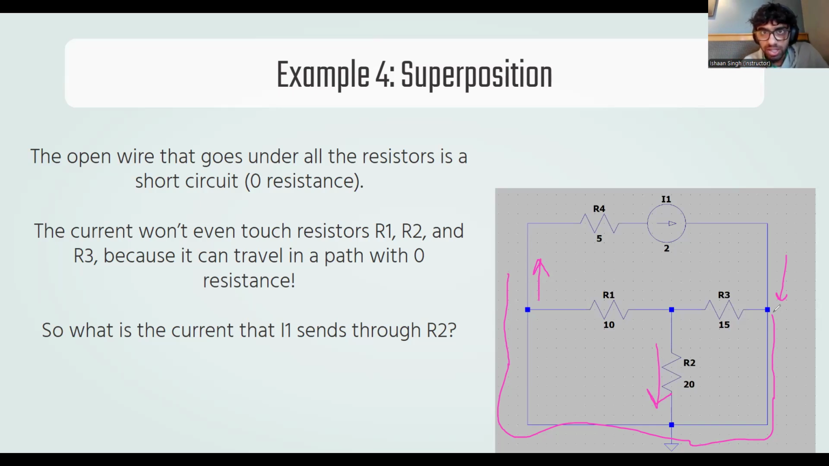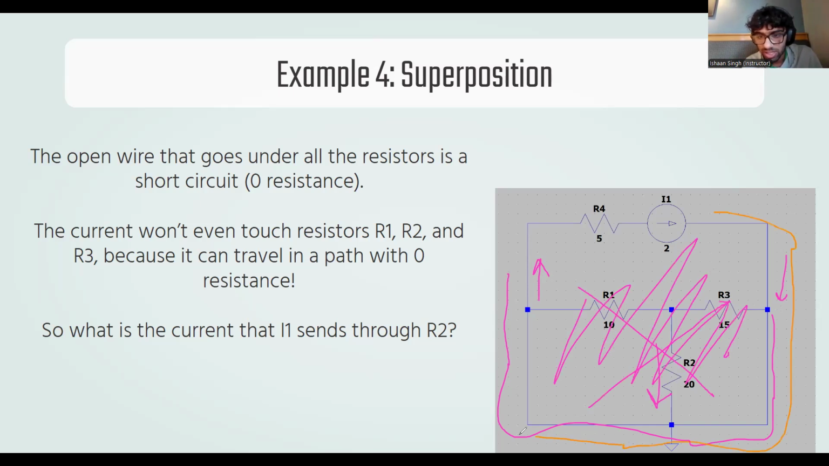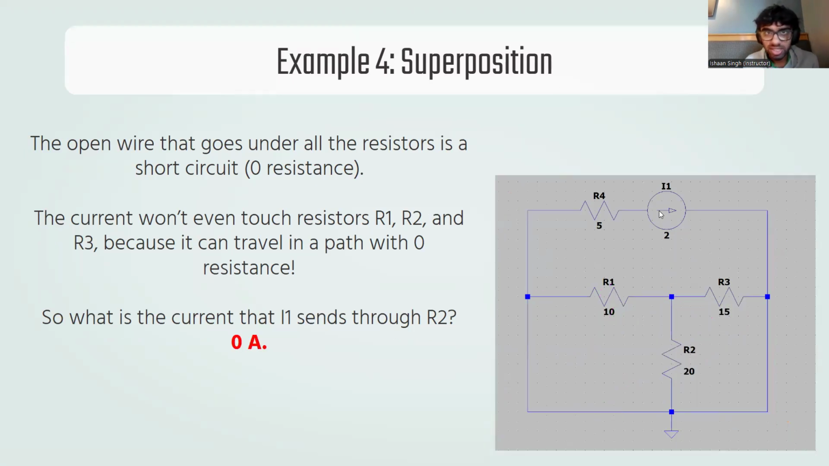So if the current can choose to go through the wire, which has zero resistance, it will. It's not going to go to a path that's resisting it. It's just going to go through the easy path where it's zero resistance. So in fact, no current even goes through here. It's like this part doesn't even exist, and current just flows around the outside, okay? This goes around this because that's a path of zero resistance right there. It gets short-circuited down the bottom. And so the contribution to the current through R2 is 0 amps. This current source I1 sends no current through the resistor R2.